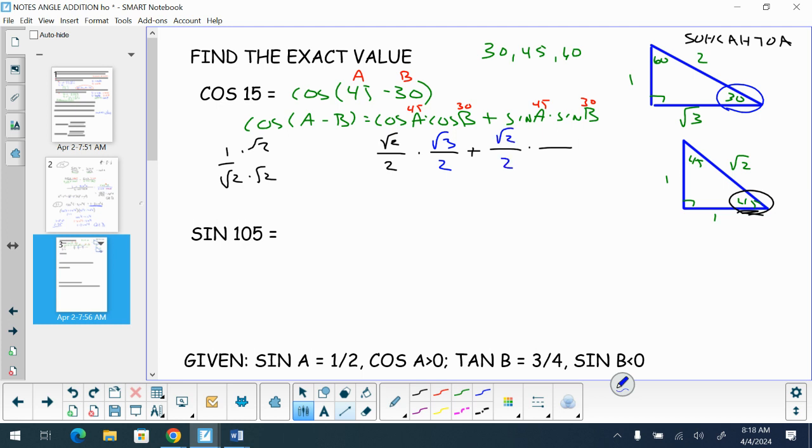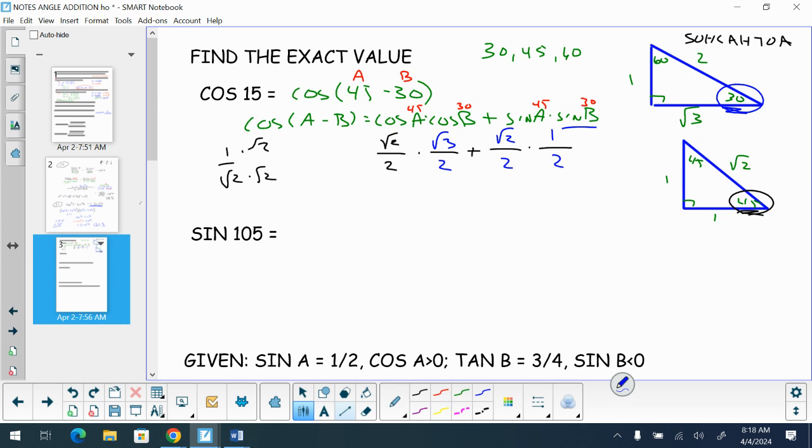Then we have the sine of B. Matthew, what is the sine of 30 degrees? Sine is defined to us as what? So what's opposite 30? What's adjacent to 30? How about 1 over 2, opposite over hypotenuse?